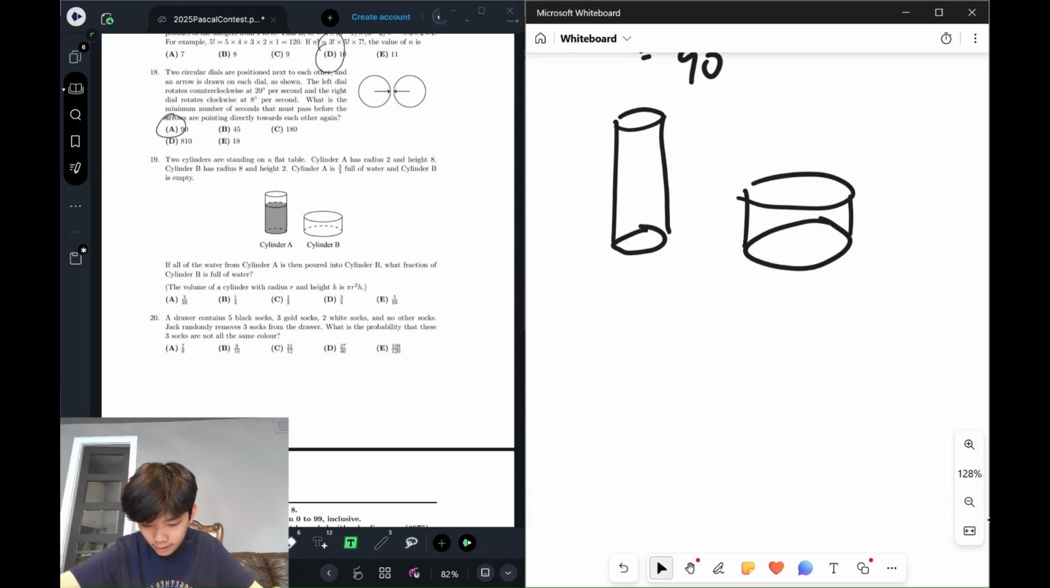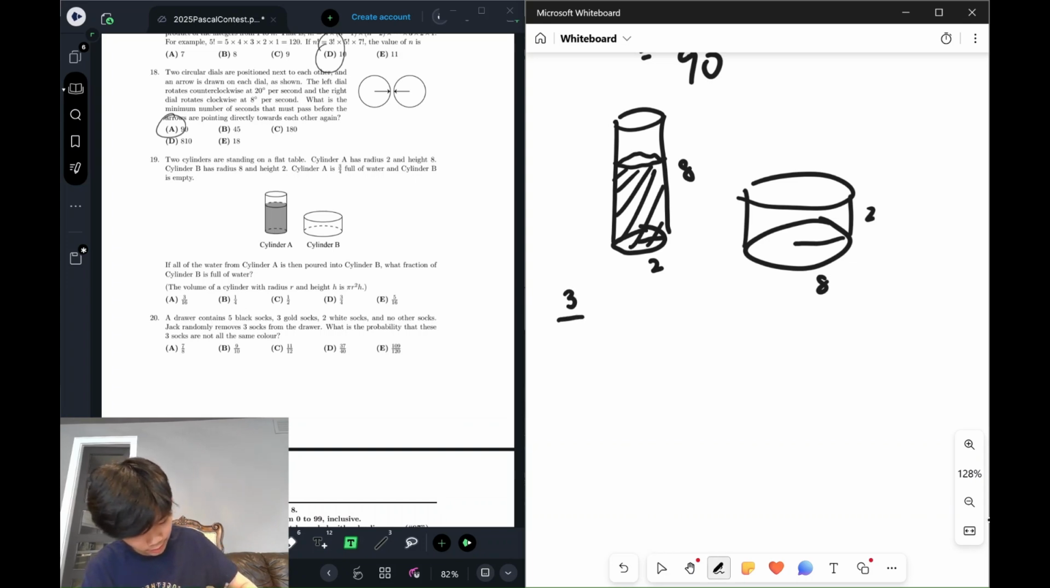All right. This one has radius 2 and height 8. This one has radius 8 and height 2. Now, we know that cylinder A is 75% or 3/4 full of water. So let's first calculate the volume of this water.